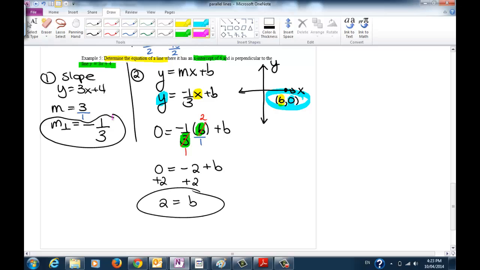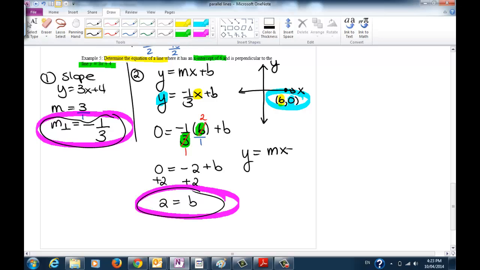Excellent! I now have my slope. I now have my y-intercept. I can write my equation. Y equals mx plus b. Y equals, m is negative 1/3, b is 2. That's my solution. And we're done.